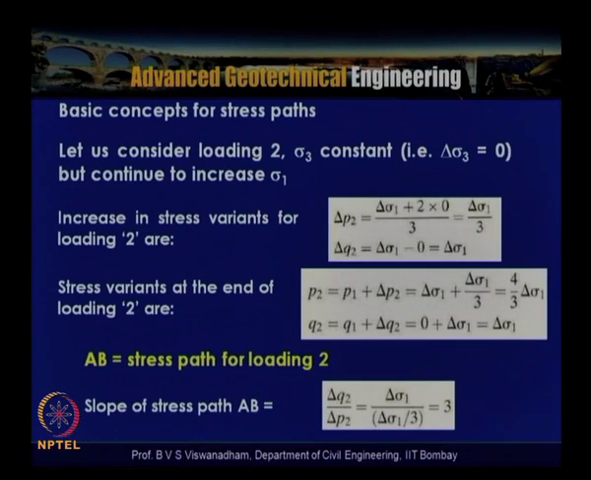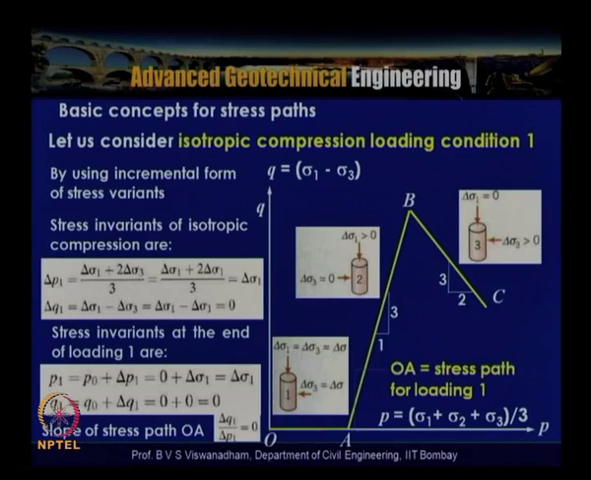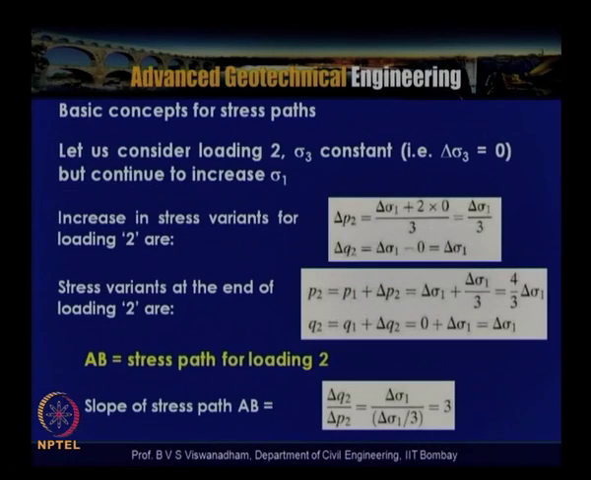Let us consider loading condition 2, where sigma 3 is constant. That means a sigma 3 is applied, but there is no change in sigma 3, so delta sigma 3 is equal to 0, and delta sigma 1 is greater than 0. Once we hold a certain constant sigma 3, we increase the pressure. So in loading condition 2, delta sigma 3 is equal to 0, but we continue to increase sigma 1.